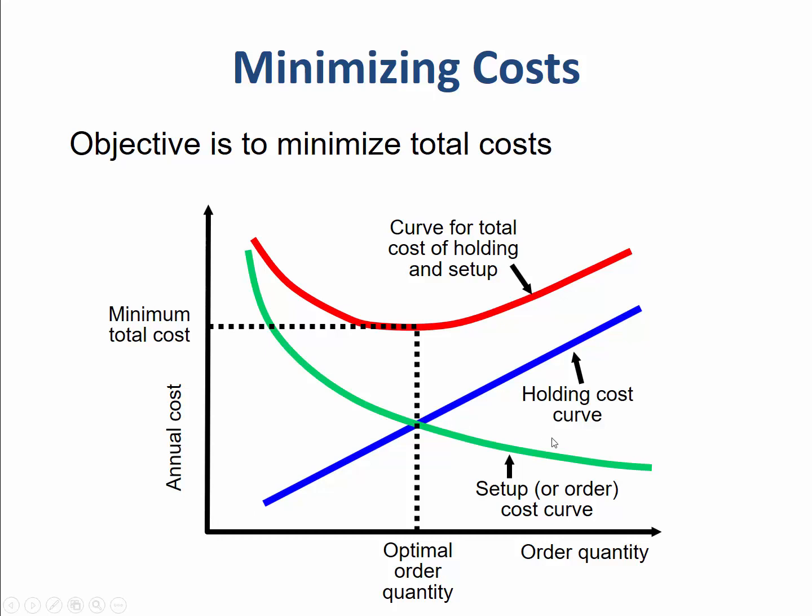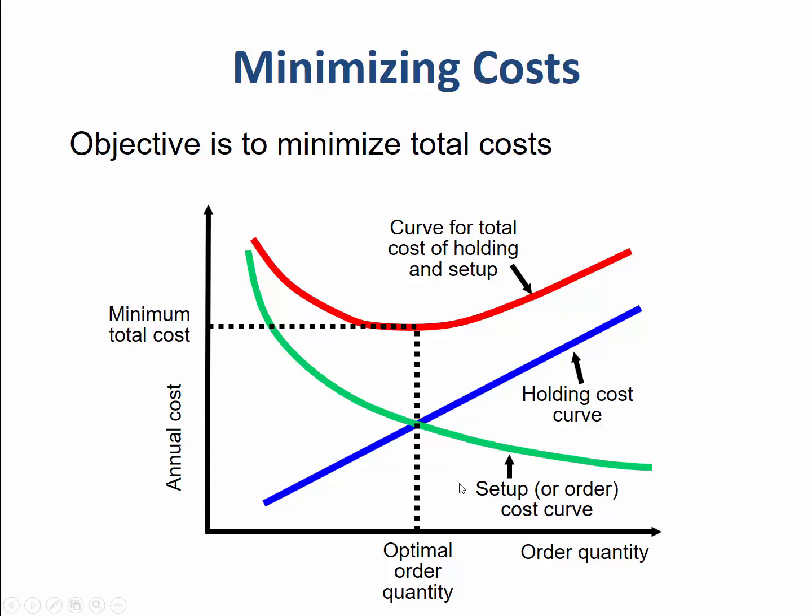Now the green line here represents the setup cost. The larger the quantity we order, the less often we need to process orders, and therefore the less it would cost to process those units. The EOQ model says that if you are rational, you are going to try to minimize the sum of those two costs. That's the red line at the top here.